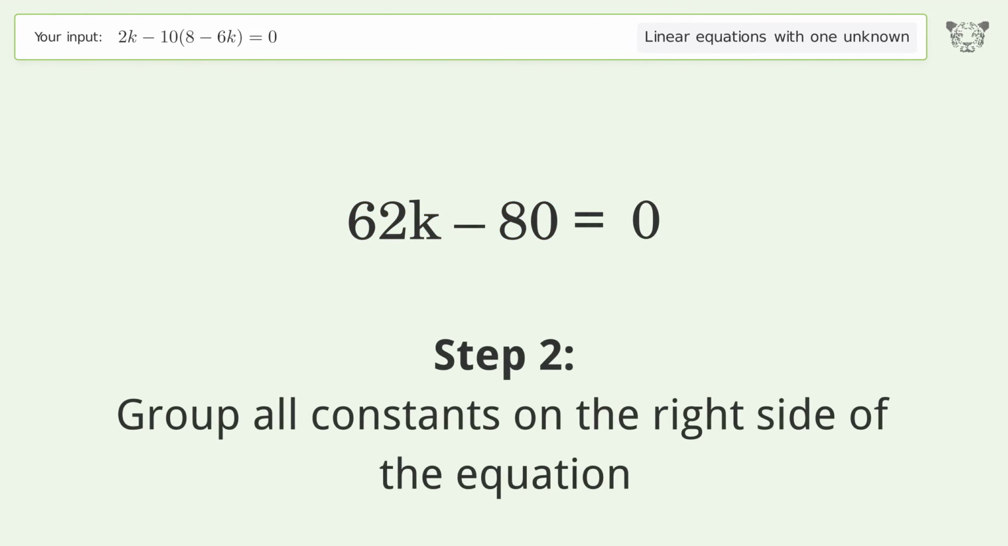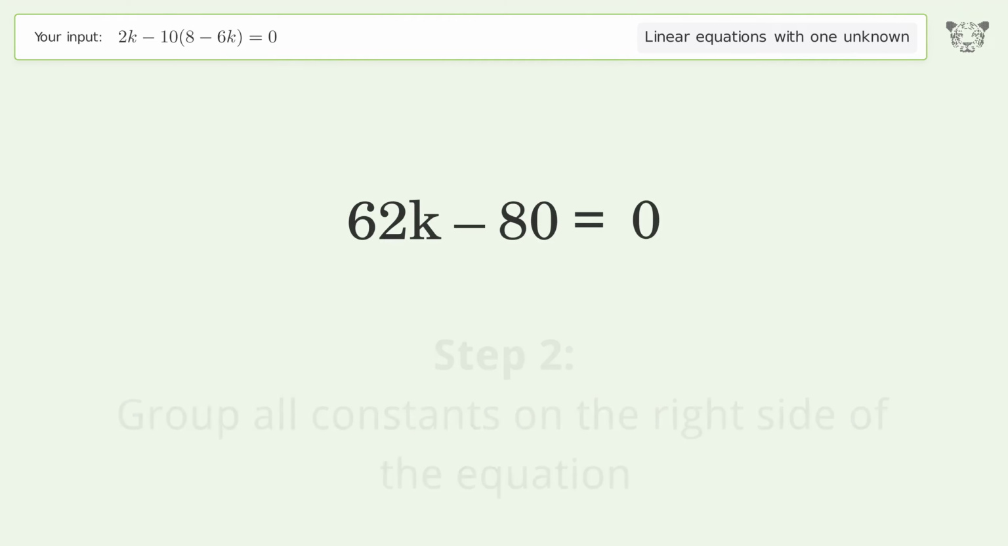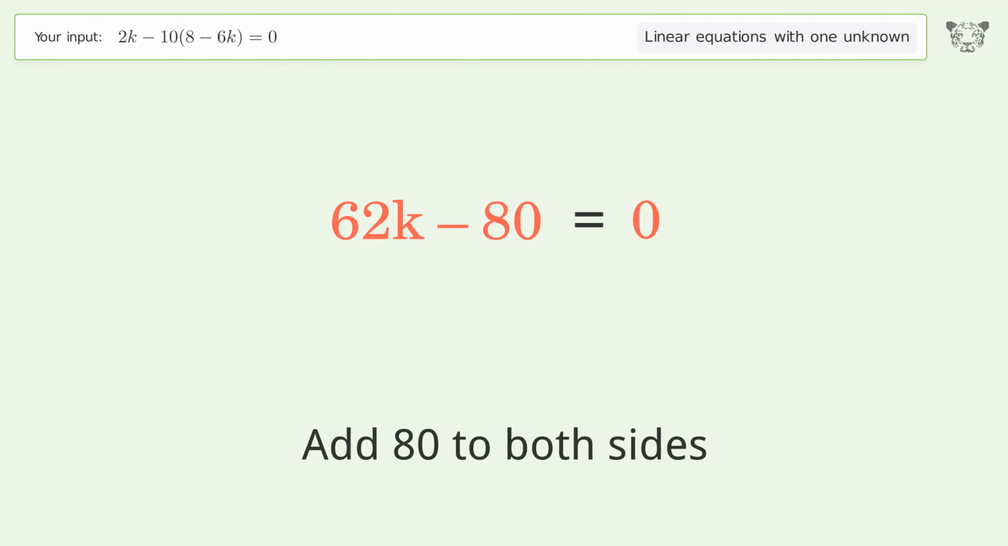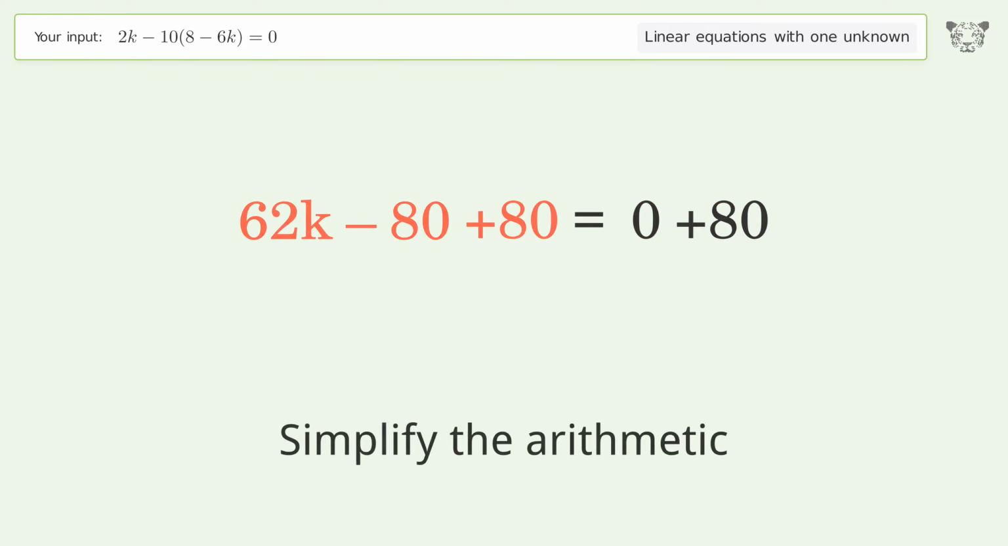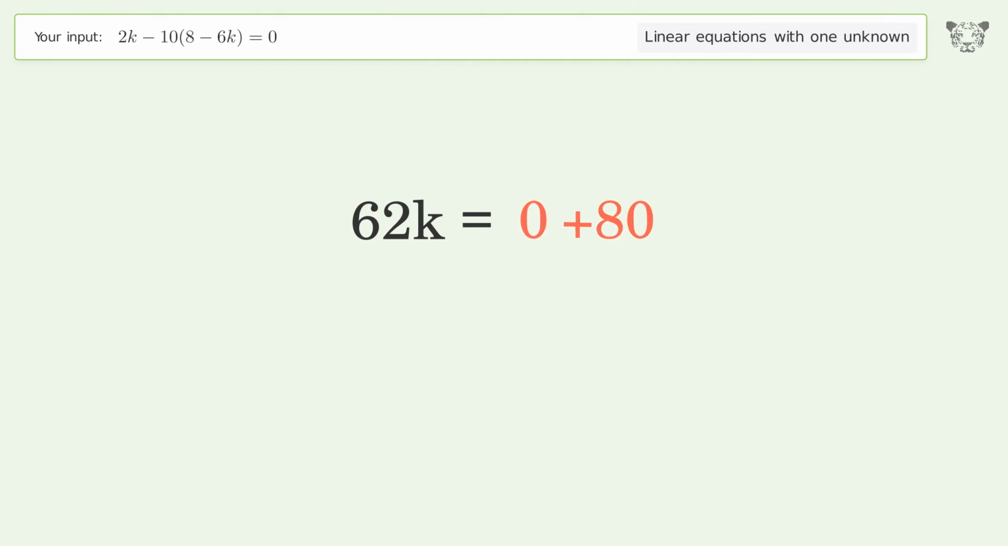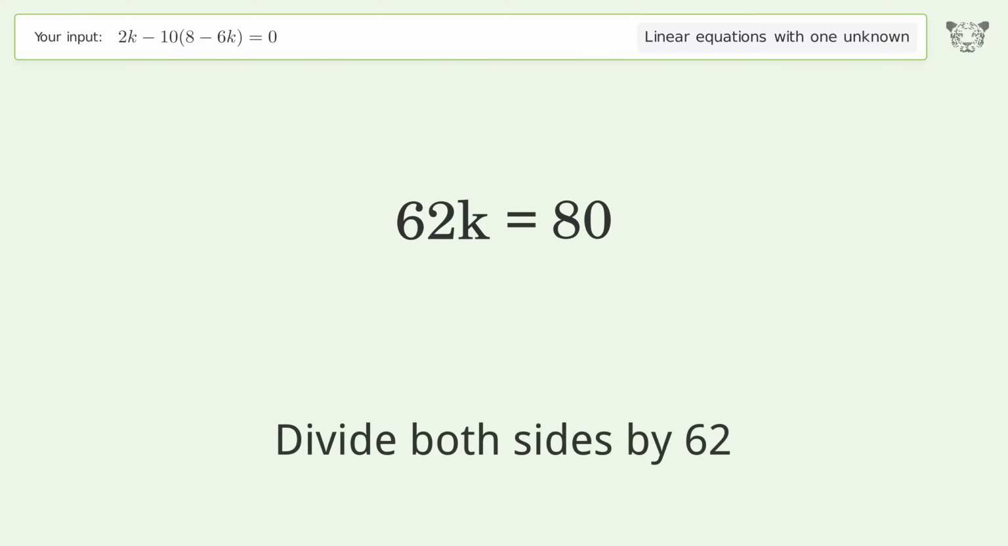Group all constants on the right side of the equation. Add 80 to both sides. Simplify the arithmetic. Isolate the k. Divide both sides by 62.